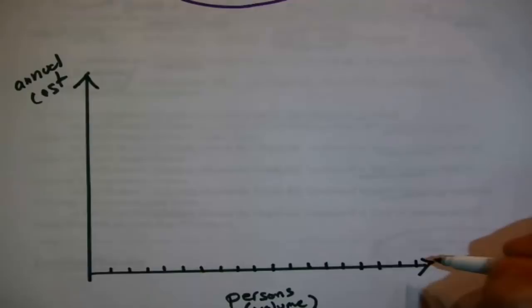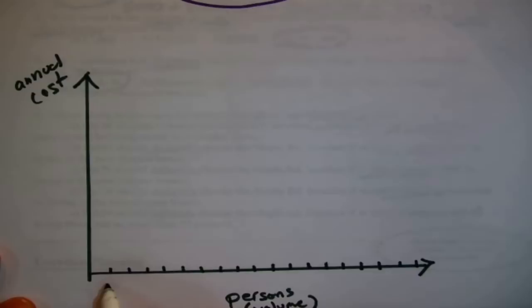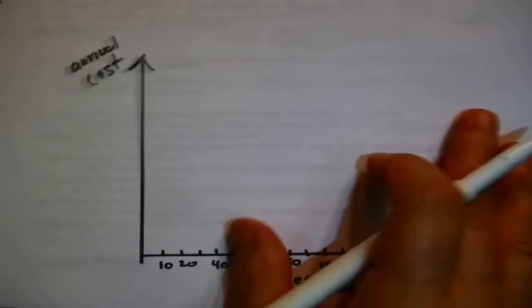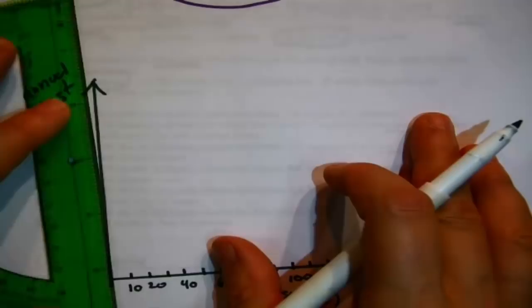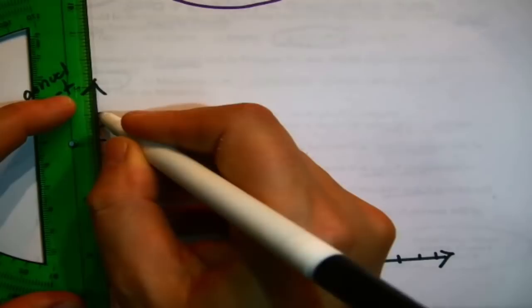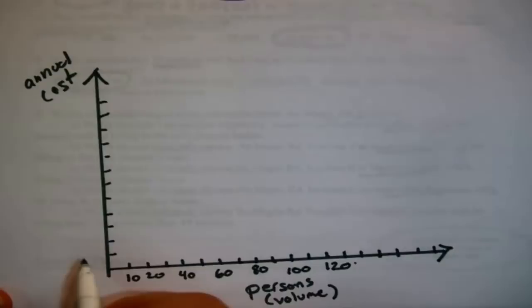Let's see, and what are we going to need to do? We got 10, 20, 30, 40, 50, 60, 70, 80, 90, 100, 120. I don't think they probably have many more members than that. If we need more, we'll number them. Then here, going to borrow the same 1/4 inch scale, but the interpretation is different. Let's make each one of these $2,000 annually.